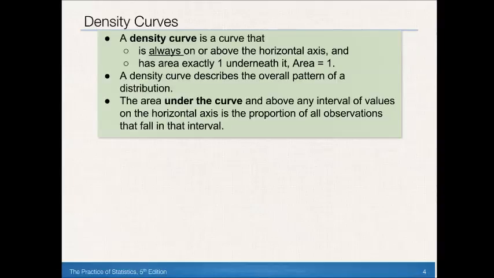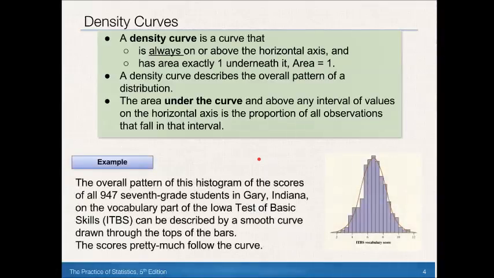The density curve describes the overall pattern of a distribution, and the area under the curve and above any interval of values on the horizontal axis is the proportion of all observations that fall within that interval. So, for example, let's look at the example they use in the book. It has to do with the ITBS scores in Gary, Indiana. We have 947 7th graders who took the vocabulary part of the Iowa Test of Basic Skills. And so these are the results.